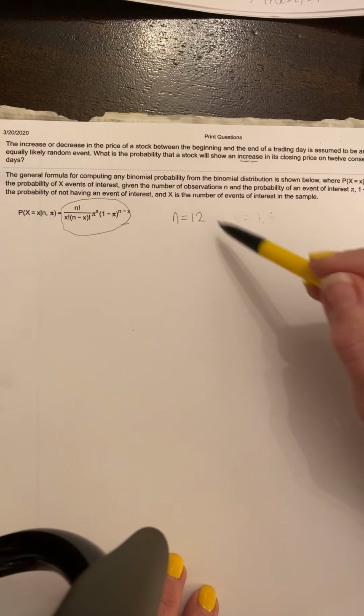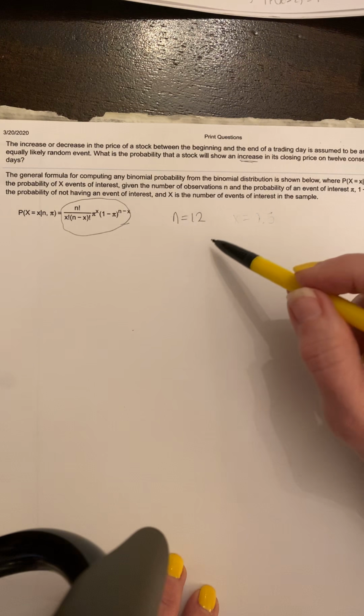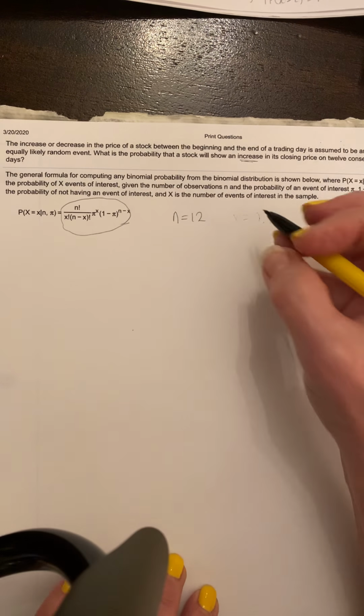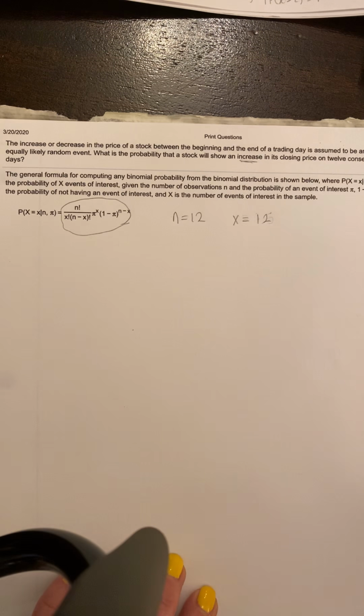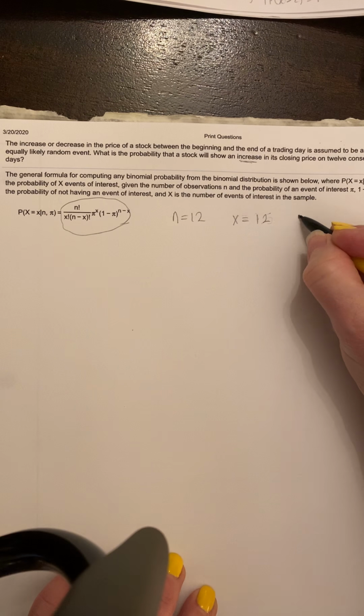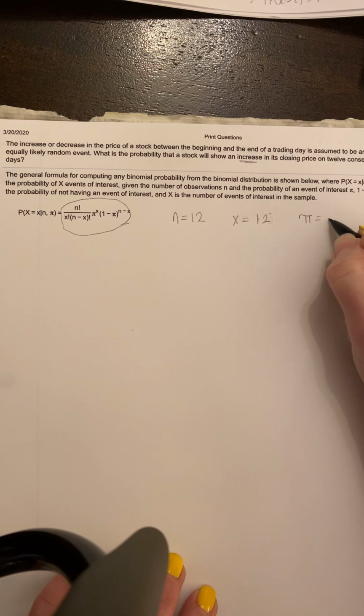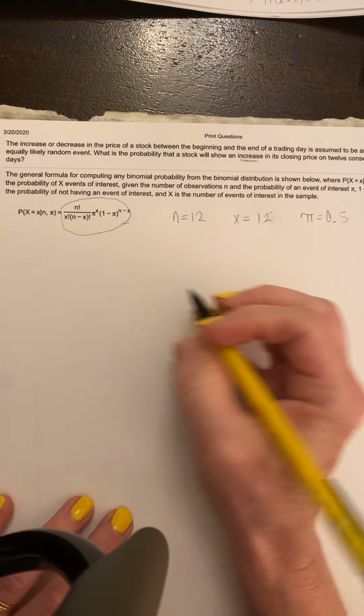Well, the number of trials, we're observing it over 12 days. How many successes do we want? 12. We want it to go up on 12 consecutive days. The probability of it going up, again, is 50%. Okay, let's fill in the formula.